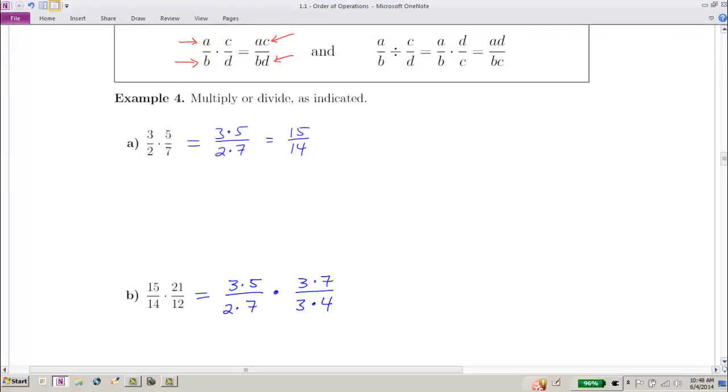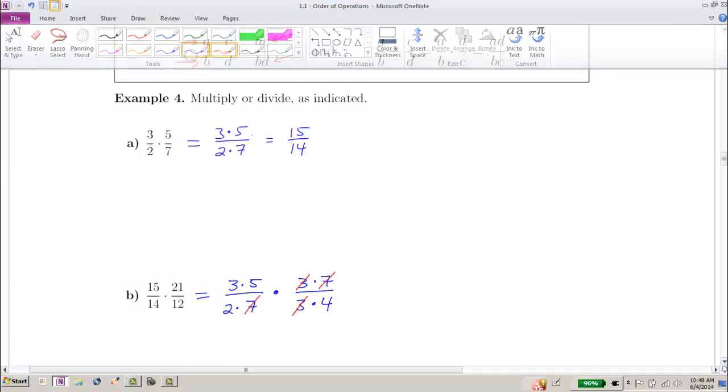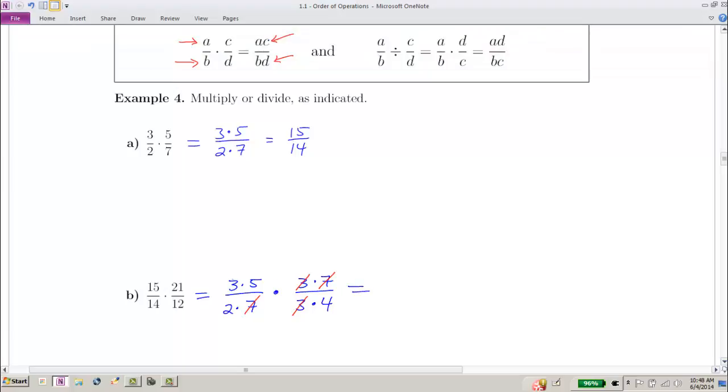So we can reduce already. These 3's will cancel, as well as these 7's, right? As long as you have the same factor on top as you do on the bottom, it doesn't matter if they're in the same fraction or in different fractions. They're fair game for canceling. And so we're left with on top 3 times 5, which is 15, and on the bottom 2 times 4, which is 8.